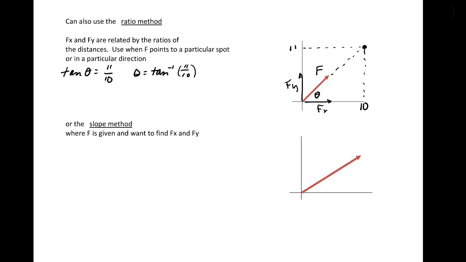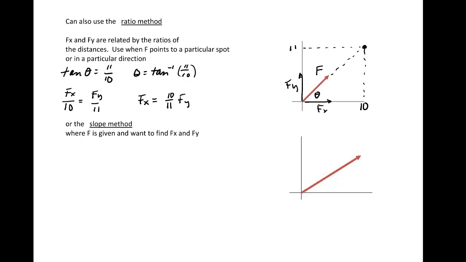And here's the interesting thing: the force in this direction is related to the distance in this direction. The force in this direction is related to the distance in that direction. And all we have to do is say that those are directly related, such that Fx is to 10 in the same way that Fy is to 11. If we know one of the forces, we know the other force, so we can just say Fx is equal to 10 elevenths of Fy.